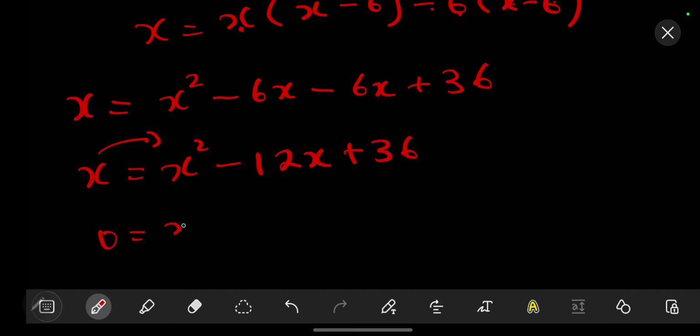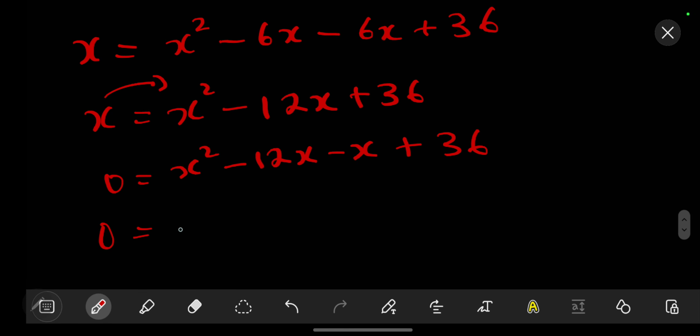So we have 0 should be equal to x squared minus 12x minus x plus 36. So we are going to get 0 should be equal to x squared minus 12x minus x, it will be negative 13x, then we have plus 36 like that.